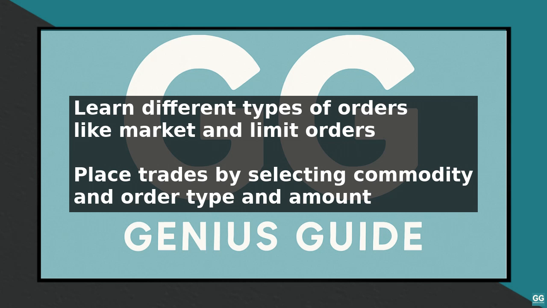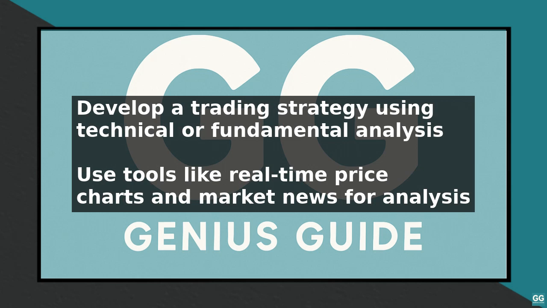To place a trade, select the commodity you want to trade, choose the type of order you want to place, and enter the amount you want to trade. You can also set a take profit and stop loss level to automatically close your trade when it reaches a certain price. It is crucial to have a trading strategy in place before you start trading.